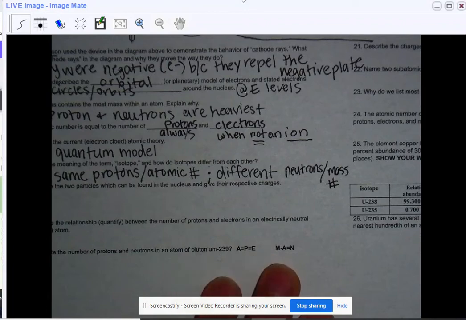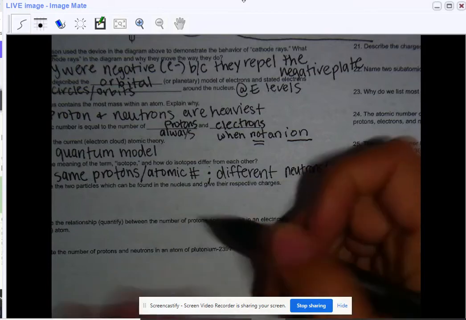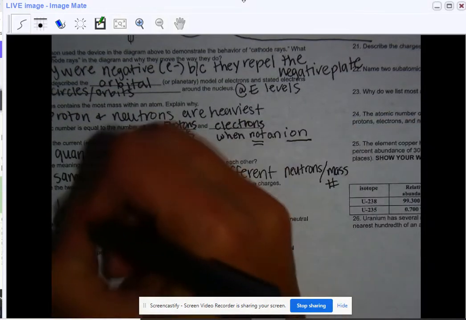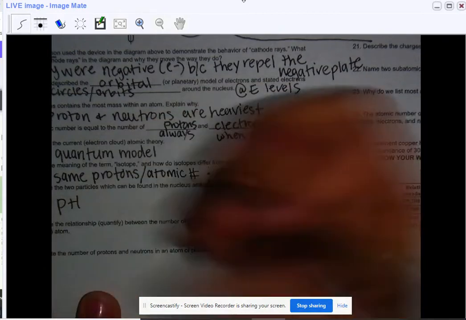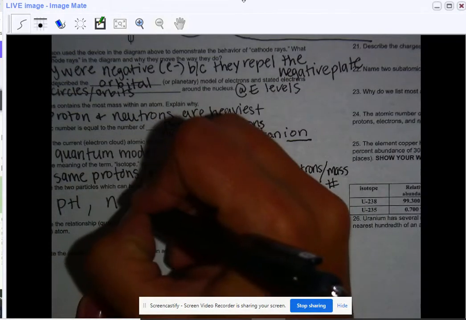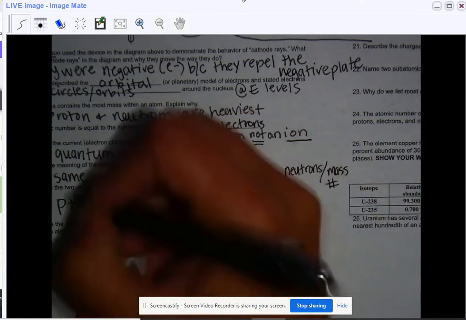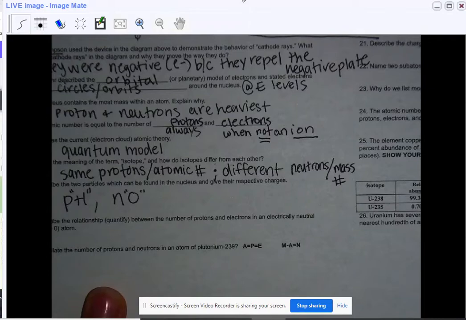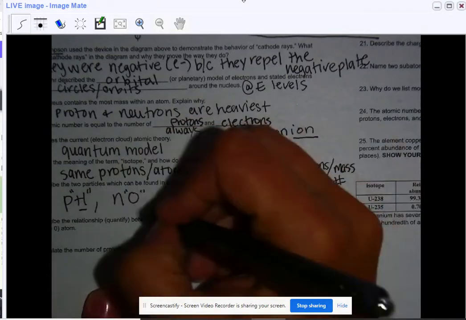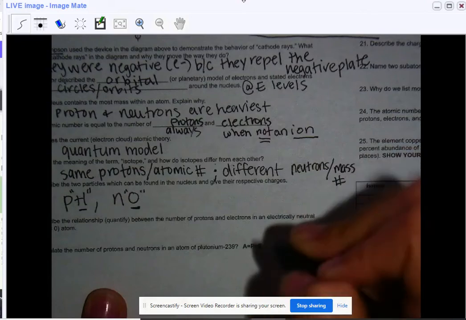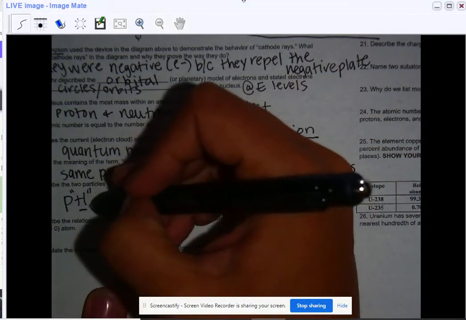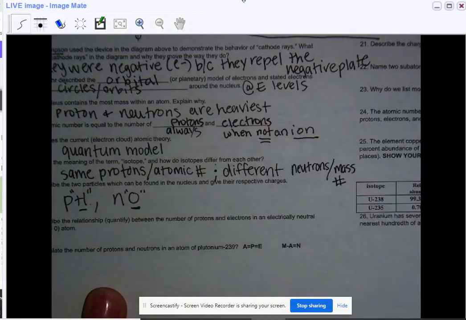Number 10, describe the 2 particles which can be found in the nucleus and give their respective charges. We already answered that kind of, but what 2 particles? Protons, which is a +1, and neutrons, which is a 0. Okay? So this is protons, this is a +1, this is a 0, because that looks like pH, and we are not in acids and bases yet. That is a +1 charge, 0 charge.